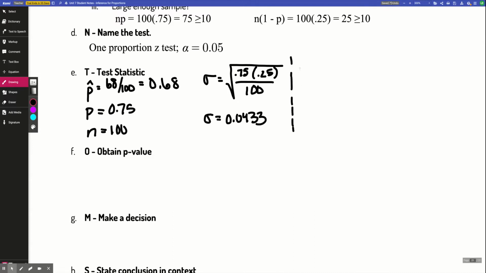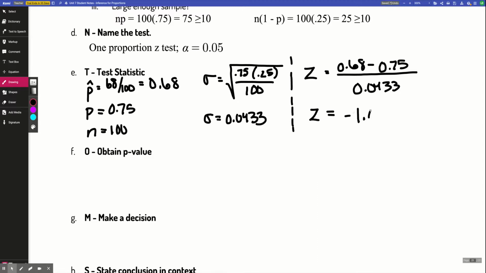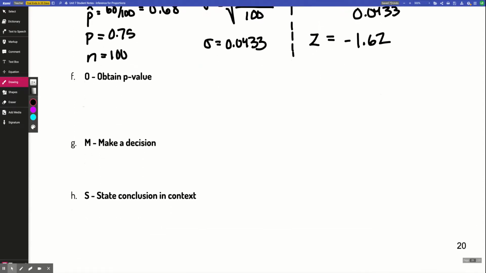So then I'm calculating my test statistic, which is z. I'm doing my data point, which is p hat, so 0.68, minus my population claim, 0.75, divided by my standard deviation, which was 0.0433. So I'm just going to plug all of that into my calculator, and I get that z is negative 1.62. Next step is to obtain our p-value.